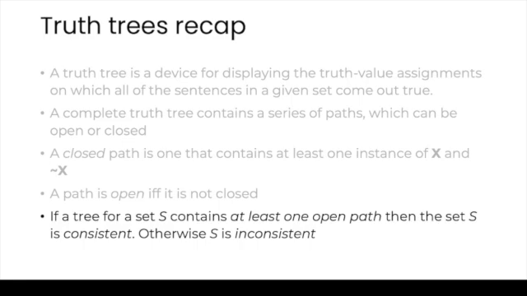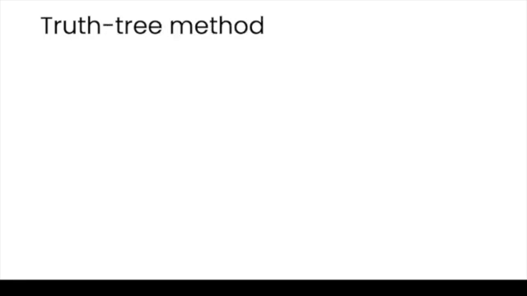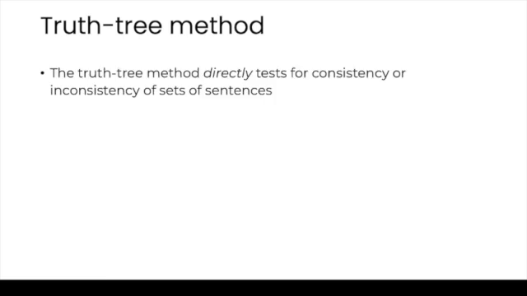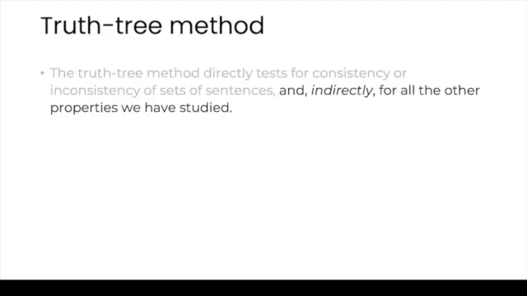Okay, now the truth tree method directly tests for consistency or inconsistency of sets of sentences. But we'll see later that indirectly it can be used to test all the other properties that we have studied, namely validity, logical truth, etc. But for now, let's keep on focusing on consistency.